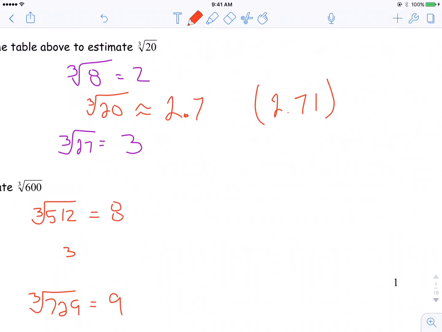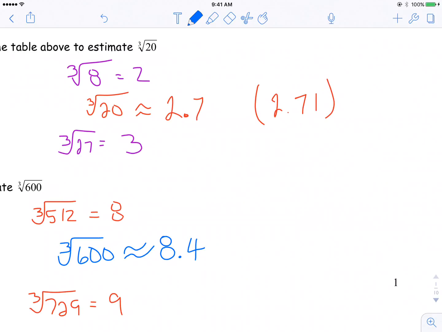The cube root of 600 is going to be somewhere between 8 and 9, so it's going to be 8 point something. And then you decide, well, is 600 closer to 512 or closer to 729? It's kind of in the middle, maybe a little bit closer to 512 than 729. A little bit less than half.